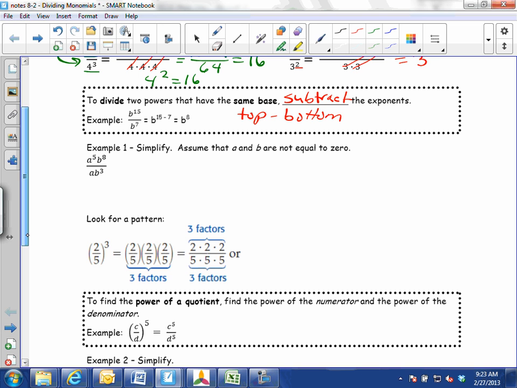Okay, example 1 is simplify. And it says assume that A and B are not equal to 0. Why do they have to put this in there? Because you can't do 0 and 0. Okay. Can't divide by 0 on the bottom. Yeah, because the big yellow poster says that shall not divide by 0. You cannot put a 0 on the bottom.